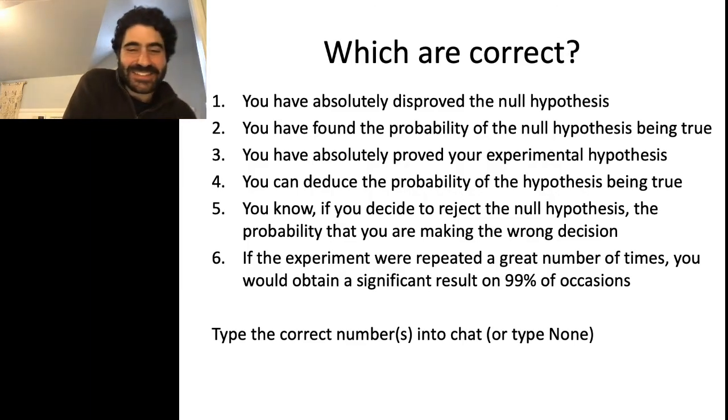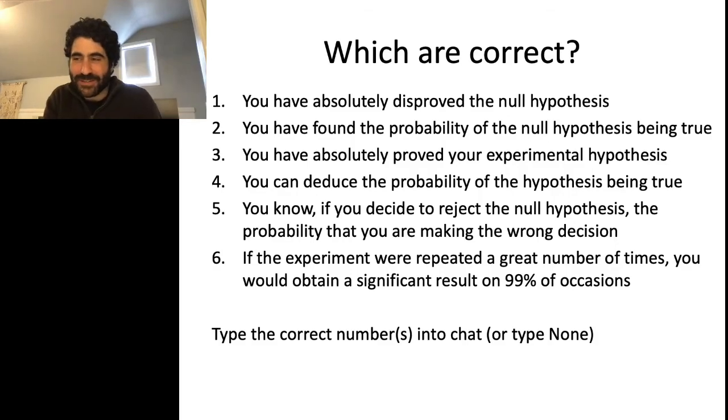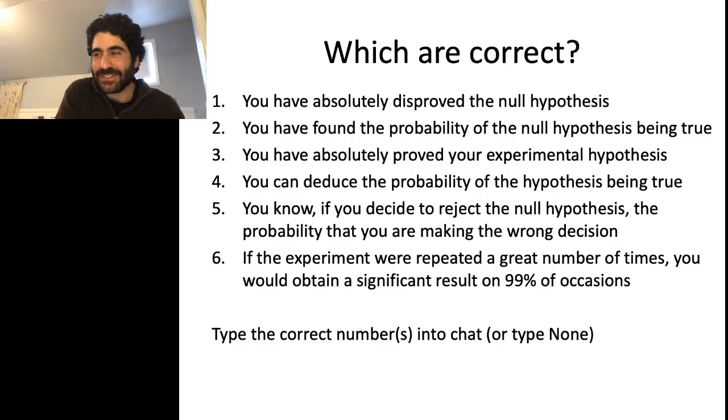Let's go through these one by one. I think most people agree the first few are not correct. You have absolutely disproved the null hypothesis. Almost any statement with "absolutely" in it is never going to be right in statistics, so we can pretty much rule out 1 and 3 right off the bat.